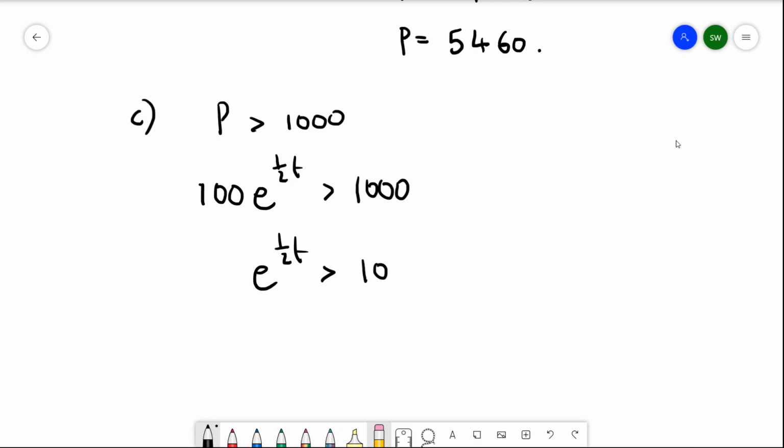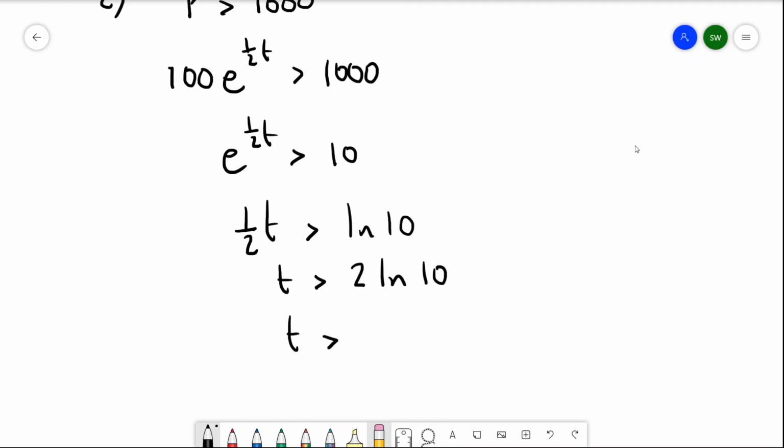And I'm going to do logs of both sides, natural log of both sides. So on the left hand side I'm going to have a half t is greater than log 10. So we know that t has to be greater than 2 log 10. Well, 2 log 10 is 4.61 to 3 sig fig. So that means that the population gets more than 1,000 at 4.61 hours into the experiment.